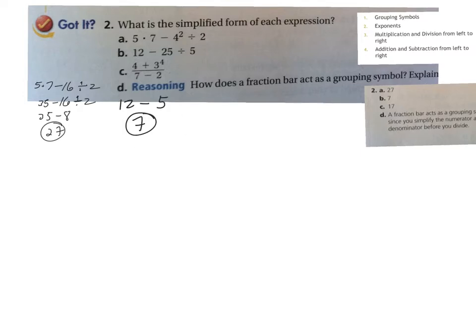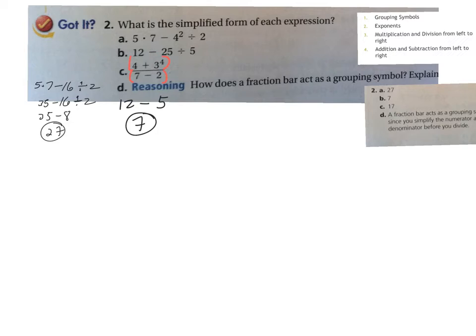And C, we do have grouping symbols, if you remember. We had said that the fraction bar acts as a grouping symbol. So it's kind of like there's parentheses on top and on bottom. And please remember, once you have a set of parentheses, you have to work that as its own separate problem following order of operations inside those parentheses. So on this one, I'm going to start with the top, just because.